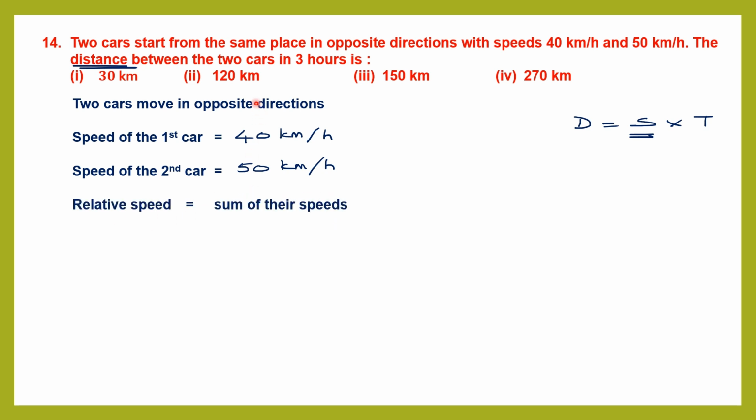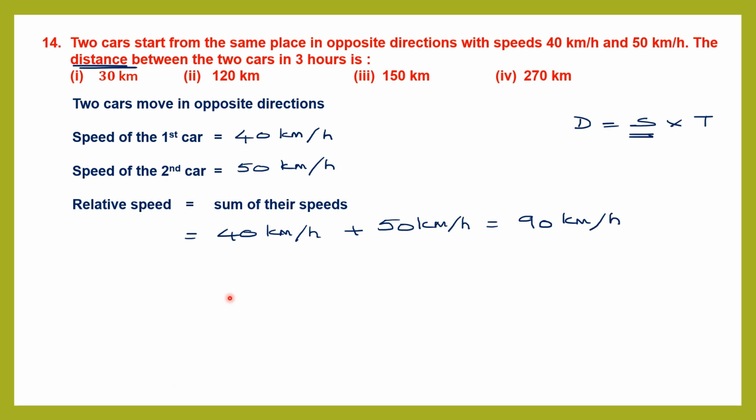When the cars are moving in opposite directions, to find the relative speed, we just have to add up their speeds, the sum of their speeds. And this we add up only when they are moving in opposite directions. When they are moving in the same direction, we subtract their speeds. So here we're going to add up 40 kilometers per hour, the speed of the first car, plus the speed of the second car, which is 50 kilometers per hour. And this is equal to 90 kilometers per hour.